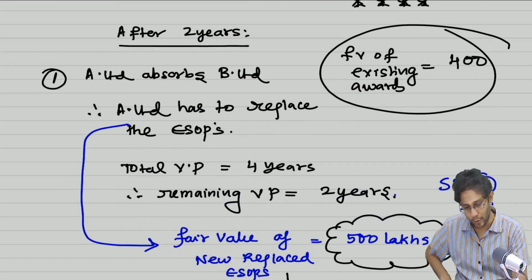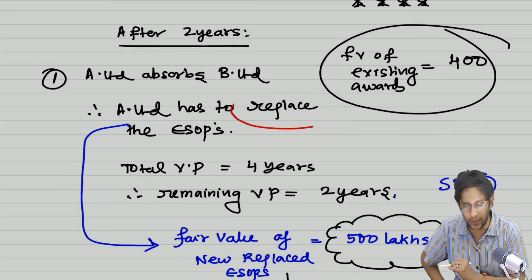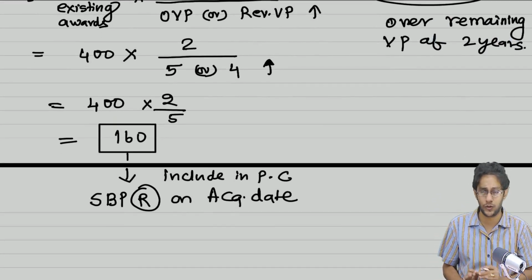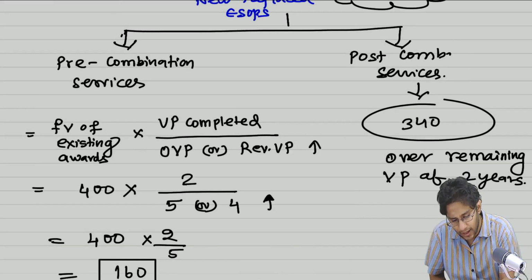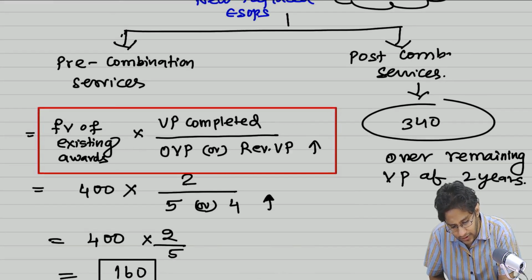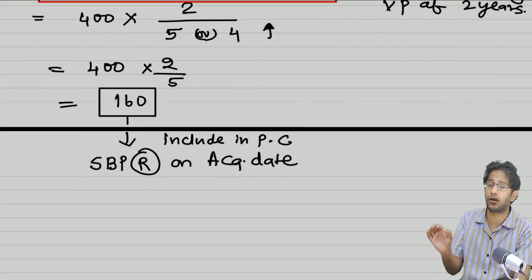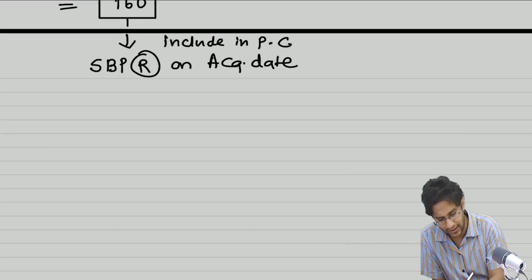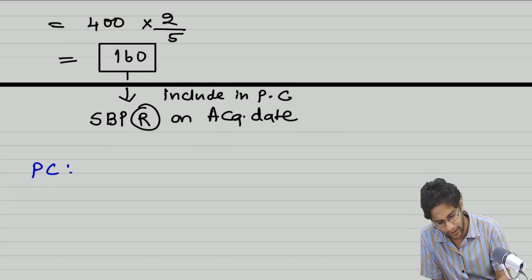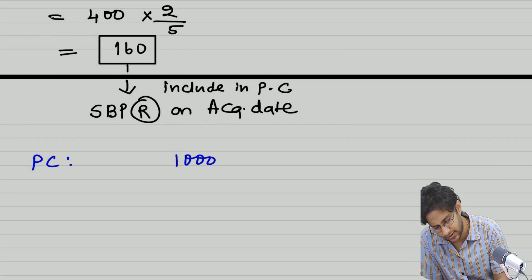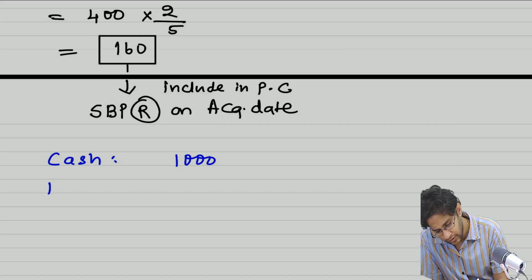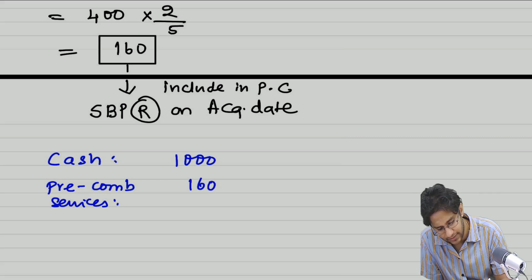This is the case when ESOPs are replaced. Replaced means old ESOPs are cancelled and new ESOPs are issued. When old ESOPs are cancelled and new ESOPs are issued, for pre-combination services you just apply this formula. Whatever answer comes, include it as a part of PC and consequently create an SBP reserve. Now how will this look? Just for understanding, one small example. Suppose the cash PC you are paying is 1000. Now this pre-combination services value you measured at 160.